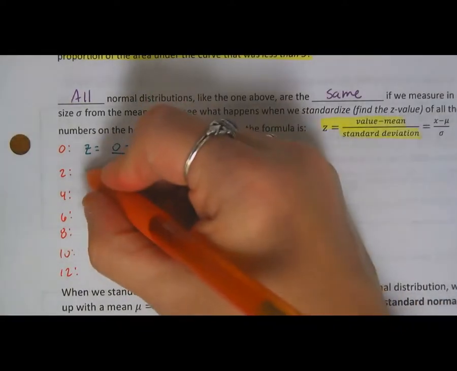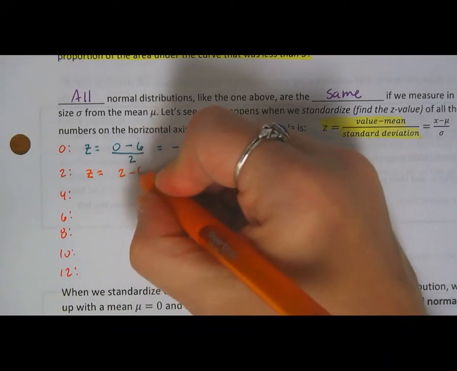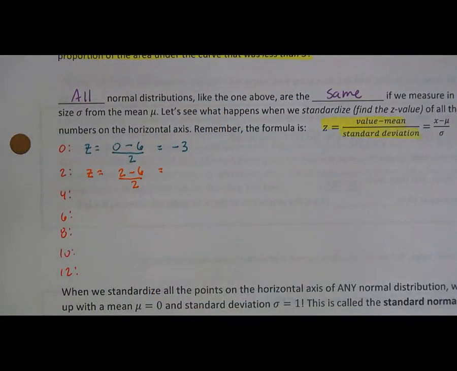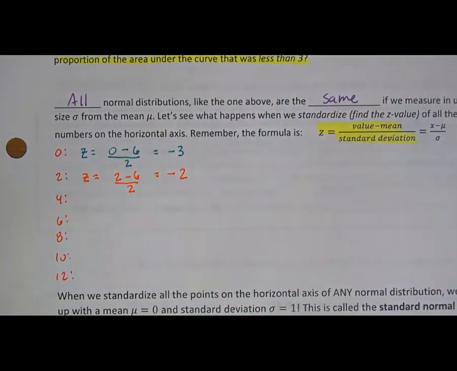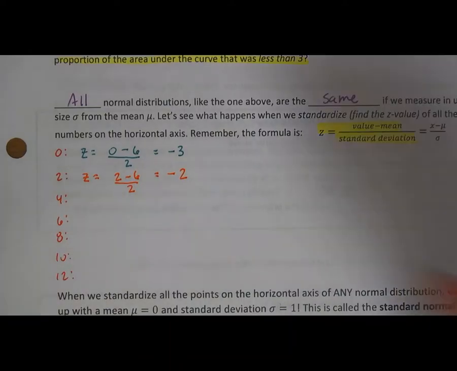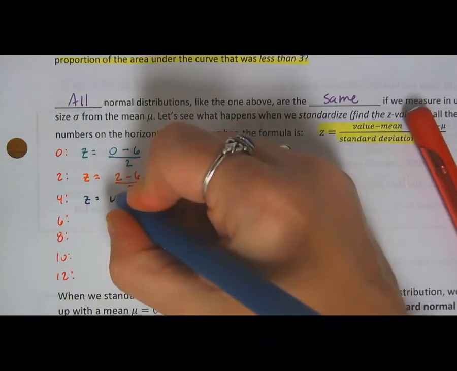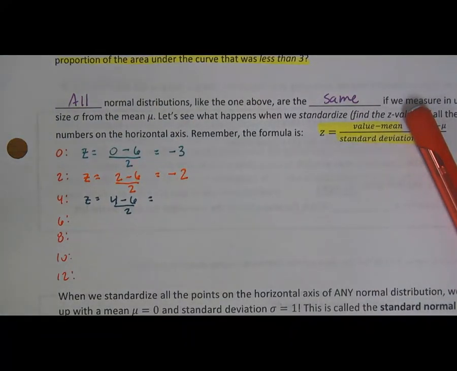Let's find the z-score for 2. That would be 2 minus 6 over 2. Well, 2 take away 6 is -4. -4 divided by 2 is -2. All right, let's do the next one. Let's find the z-score for the value of 4. 4 minus 6 over 2. 4 take away 6 is -2. -2 over 2 is -1. You see a pattern emerging here.